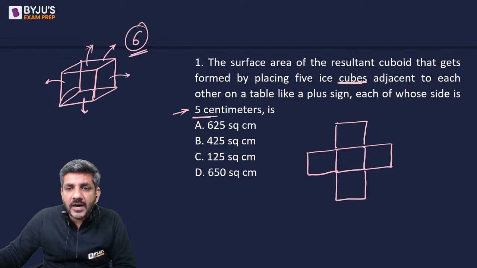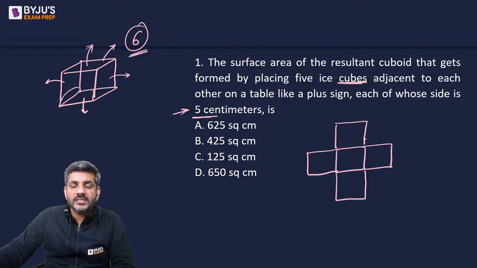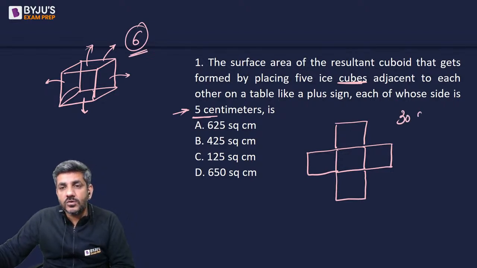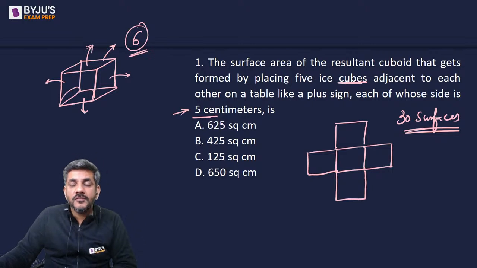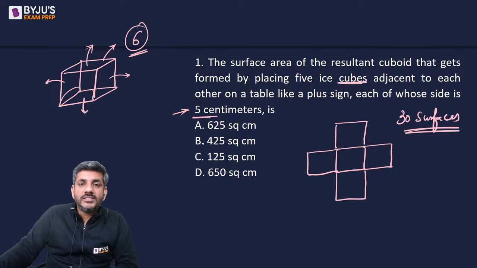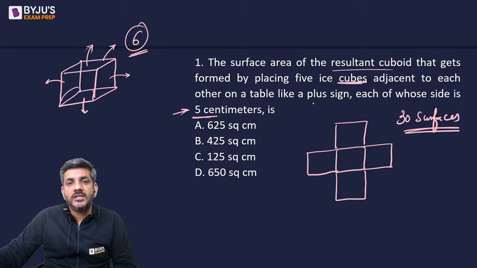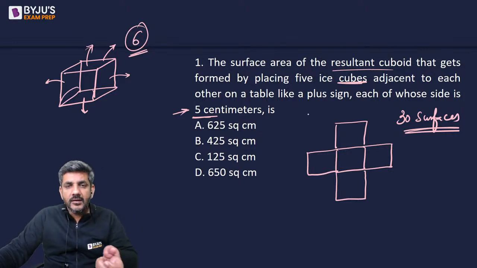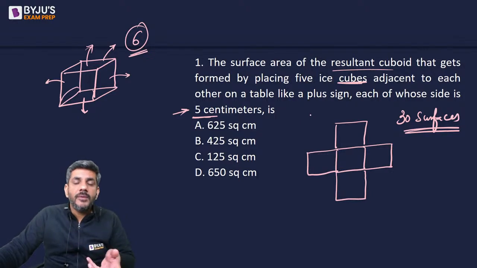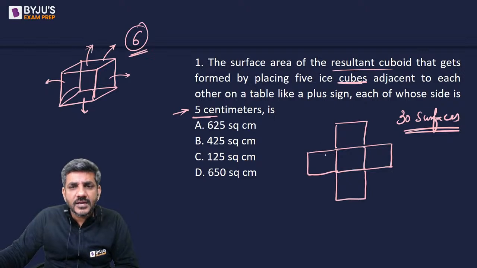Now there are 5 cubes put together. So can I say these 5 cubes will have a total of 30 surfaces, right? And the question is asking what is the surface area of this resultant cuboid. Now some of the surfaces would be hidden, because they would not be visible to us now. So which are the surfaces which are hidden to us?